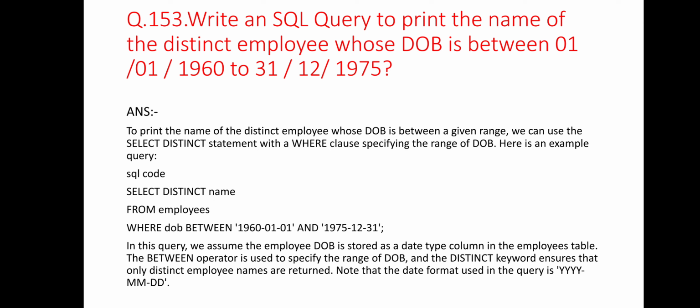Here is an example query. SQL code: SELECT DISTINCT name FROM employees WHERE date_of_birth BETWEEN 1960/01/01 AND 1975/12/31. In this query, we assume that the employee date of birth, DOB, is stored as a date type column in the employee table. The BETWEEN operator is used to specify the range of DOB, and the DISTINCT keyword ensures that only distinct employee names are returned. Note that the date format used in the query is YYYYMMDD.